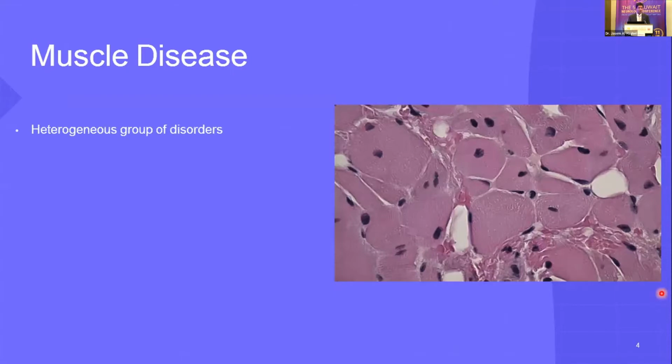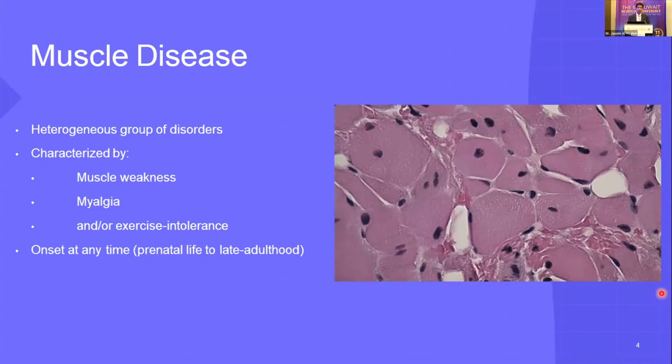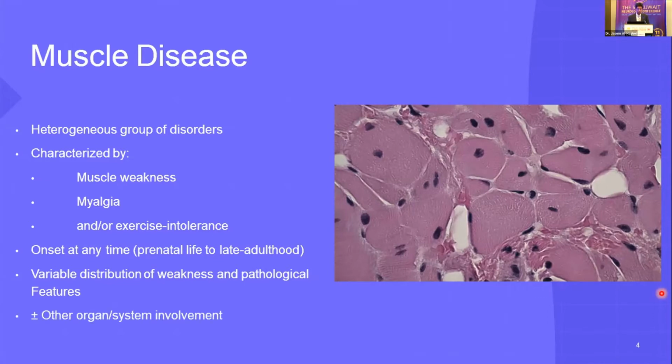So first of all, muscle diseases are a heterogeneous group of disorders. They're usually characterized by muscle weakness, myalgias, exercise intolerance, and they may happen at any time or age. They have variable distribution and different pathological features. The most important thing to remember is that when we think of myopathies, we always think of pure motor weakness, so no sensory involvement, right? Having sensory involvement should raise a red flag unless somebody has a different cause for their sensory features. And of course, some of the myopathies would involve other systems, such as the cardiac system, the bulbar, and the paraspinal muscles, things to look for.